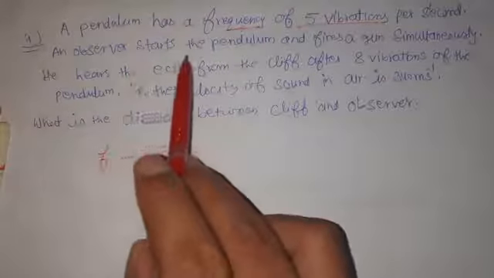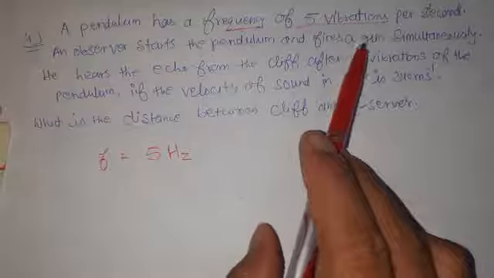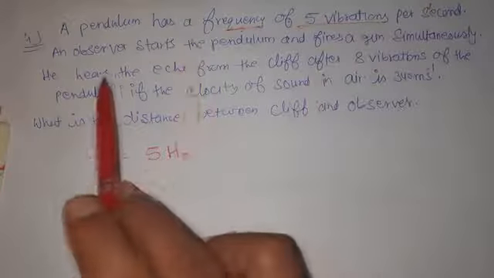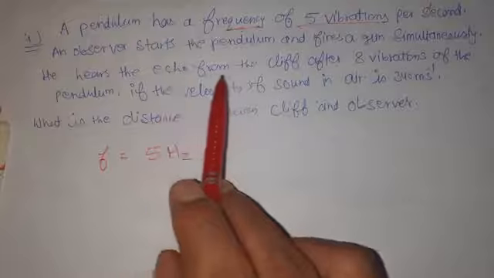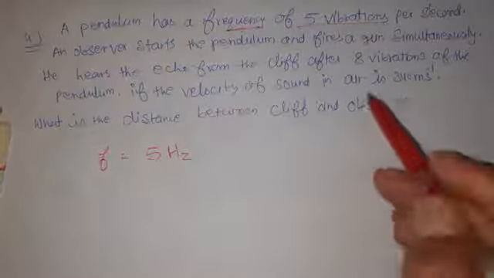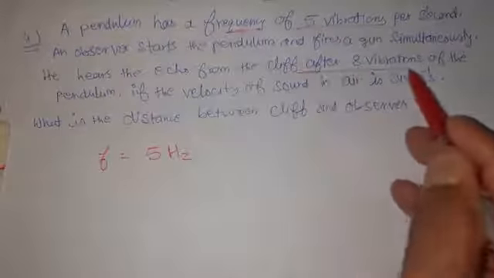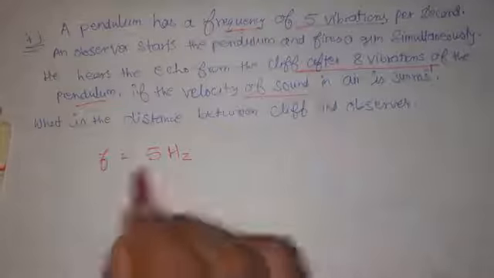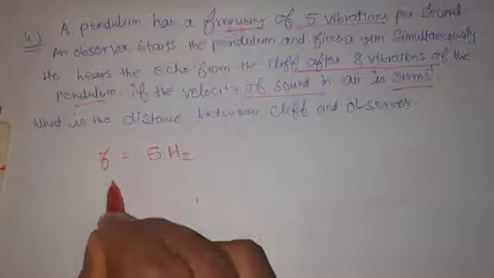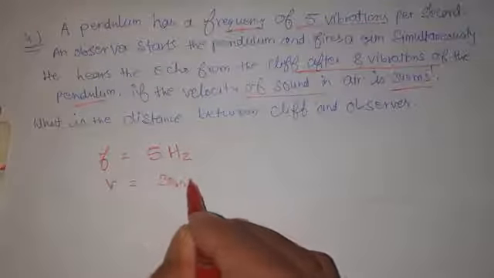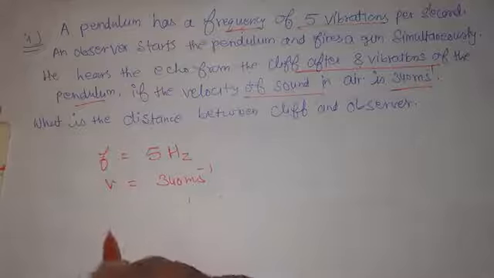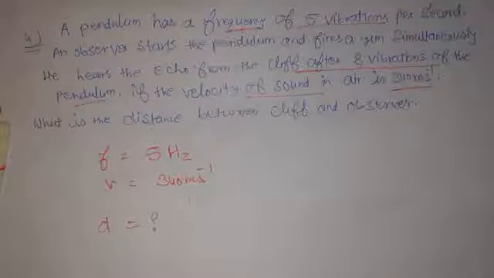An observer starts the pendulum and simultaneously fires a gun. He hears the echo from the cliff after 8 vibrations of the pendulum. If the velocity of the sound in the air is 340 meters per second, what is the distance between the cliff and the observer?